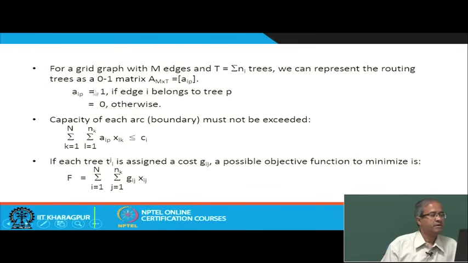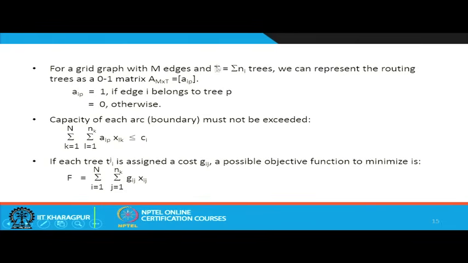Okay. Now, suppose the grid graph has m edges and there are capital T trees for all the nets. So, Ni is the number of trees for net I. There are so many nets that we want to handle concurrently. So, sigma of Ni will be the set of Steiner trees for all the nets under consideration. So, capital T will indicate the total number of such trees.